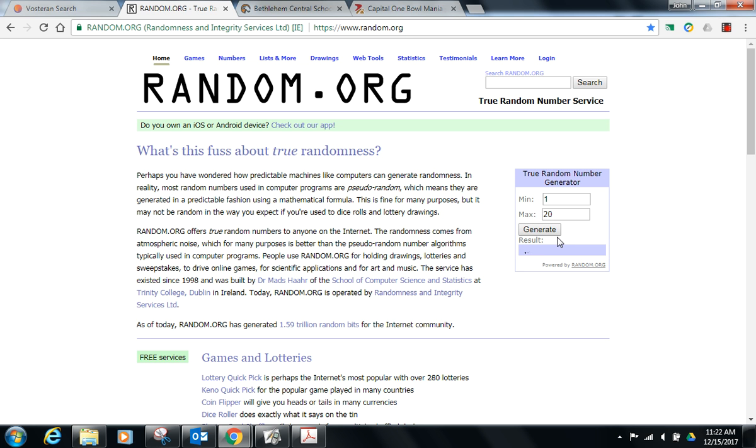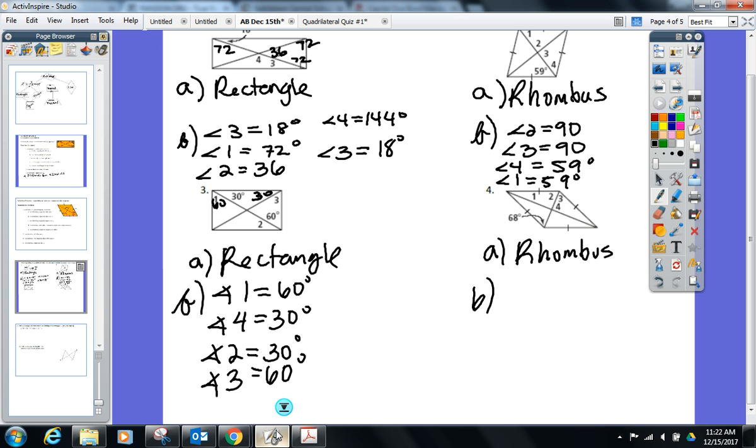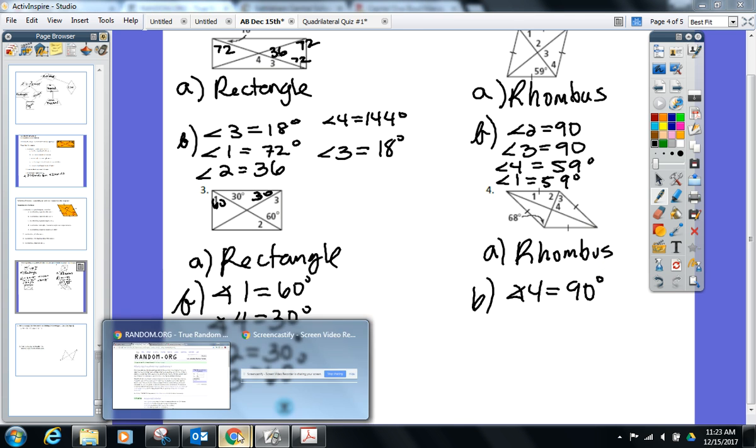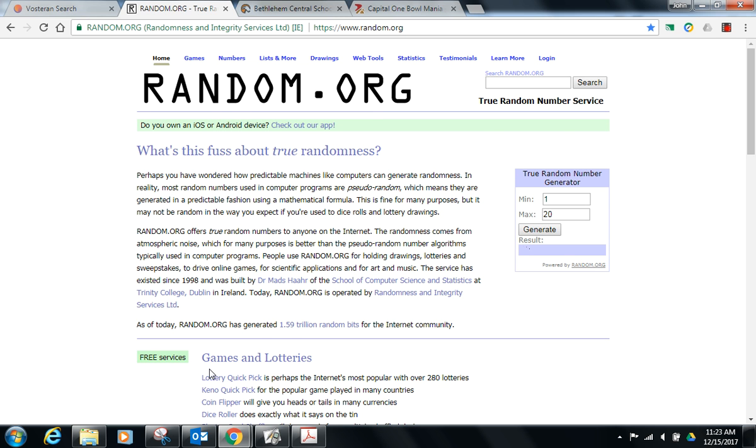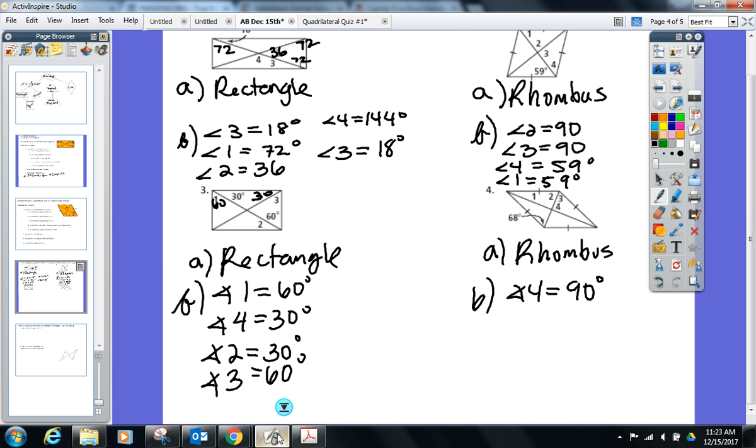Hugh, go ahead. Angle 4 is 90. Diagonals are perpendicular. Another angle for me. Go ahead, Max. Emma, need another angle. Angle 2 is 68. Again, the diagonals bisect the angles, so 68, 68. I'm not going to give away the other parts, though.